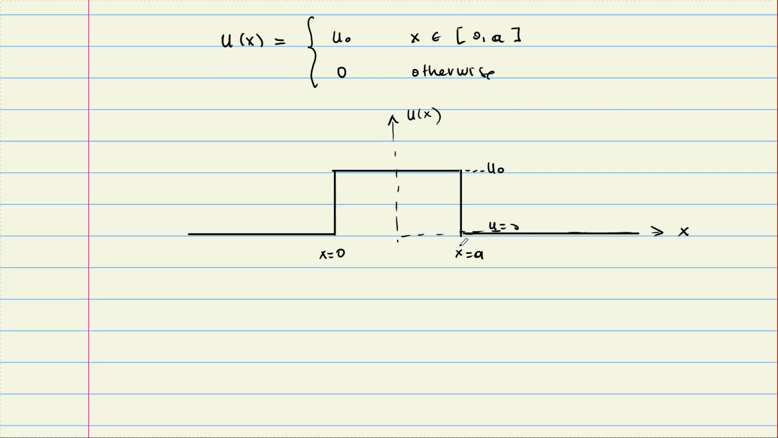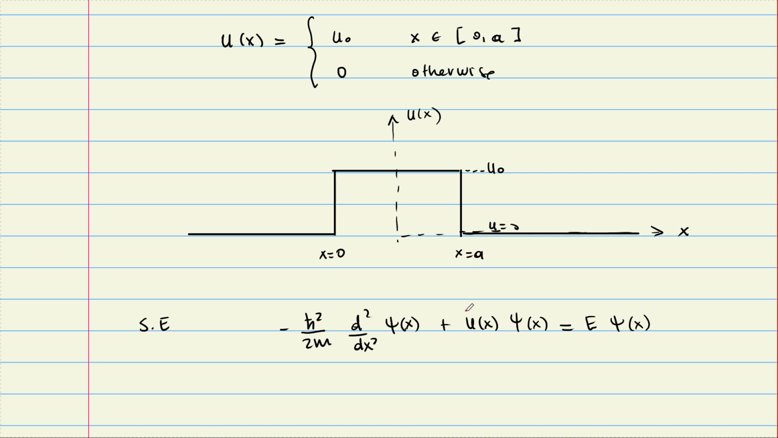And so to understand this problem, we need to solve the Schrödinger equation. The Schrödinger equation is minus h bar squared over 2m d squared dx squared psi of x plus U of x psi of x is equal to E times psi of x.